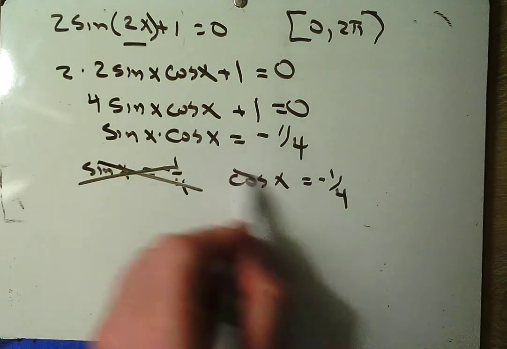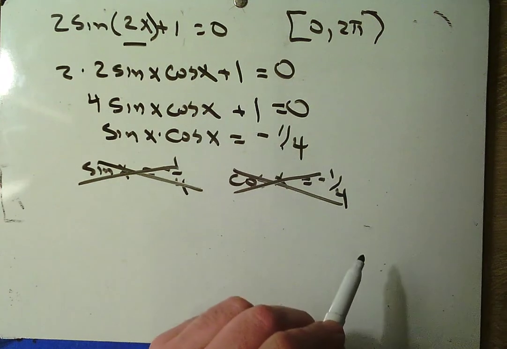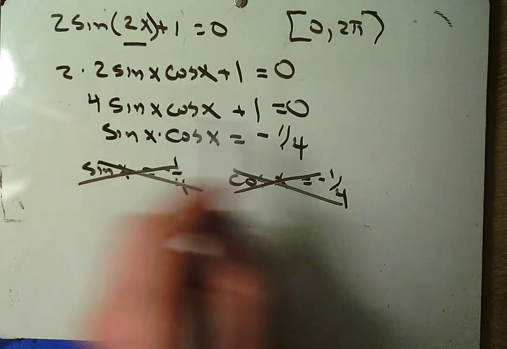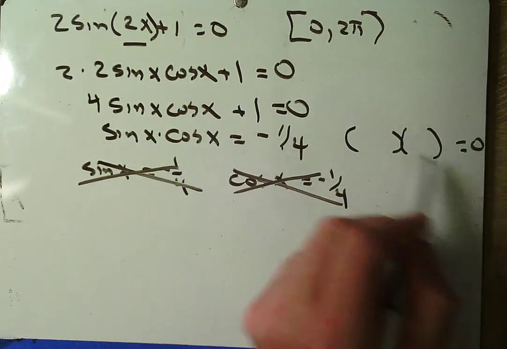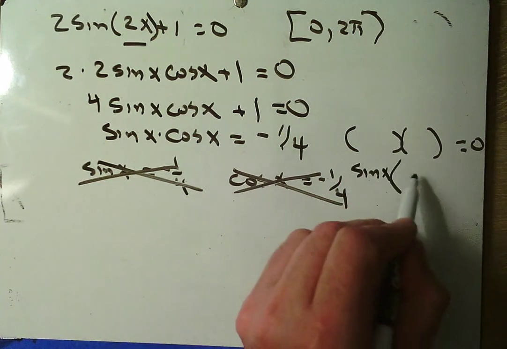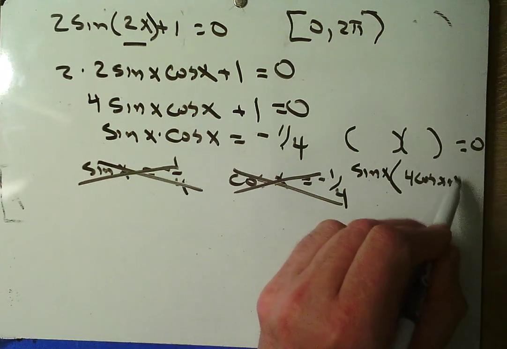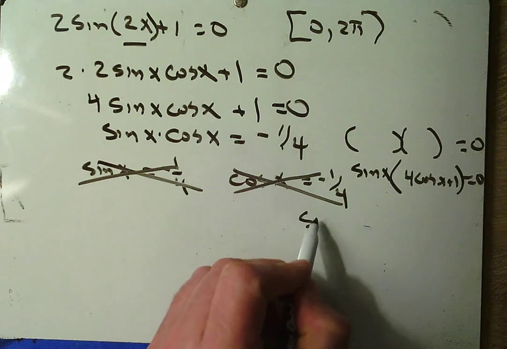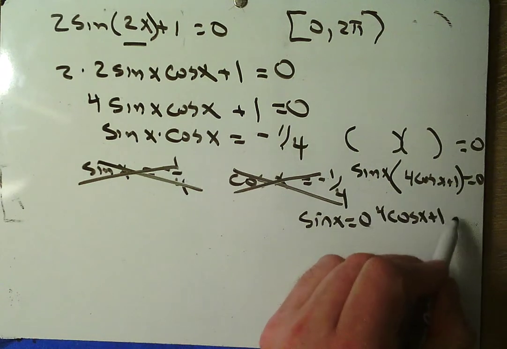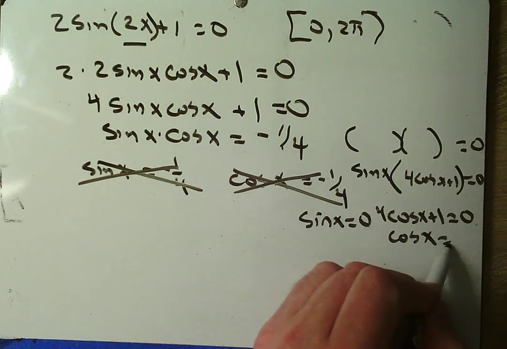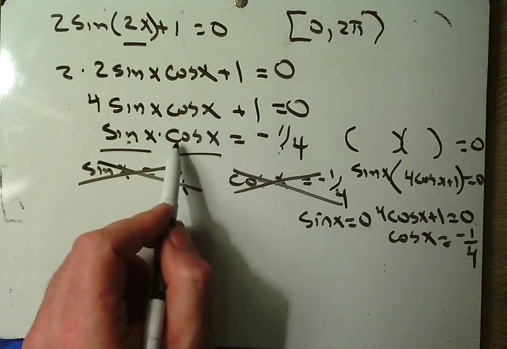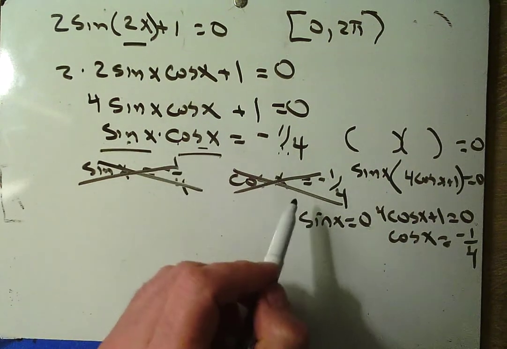No, that doesn't work. That only works if this were equal to 0. If this is in factored form equal to 0, then I can set each factor equal to 0. So, for example, if I had sine x times 4 cosine x plus 1 equal to 0, sure, I could set sine equal to 0 and 4 cosine x plus 1 equal to 0 to get cosine x equals negative 1/4. But here, I have just thing times thing, that's my factored form, not equal to 0.